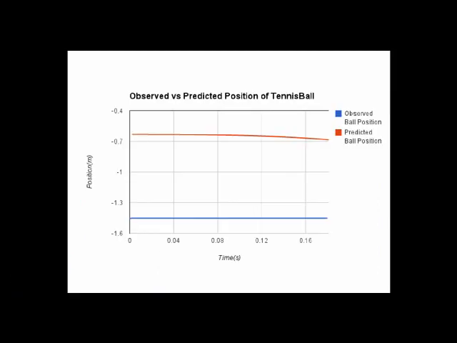I plotted the observed and predicted position of the tennis ball on this graph. The blue curve is the observed ball position and the red one is the predicted ball position. As you can see, both of these positions remain constant during this time. The difference in the heights is due to the fact that I did not know the length of the slinky, so I initialized the model with the spring from Lab4.